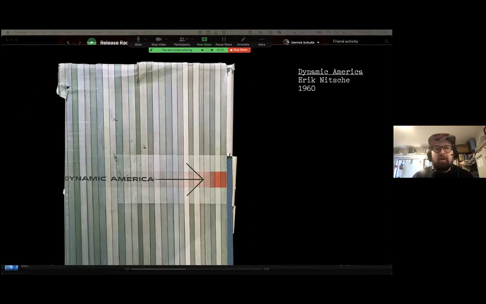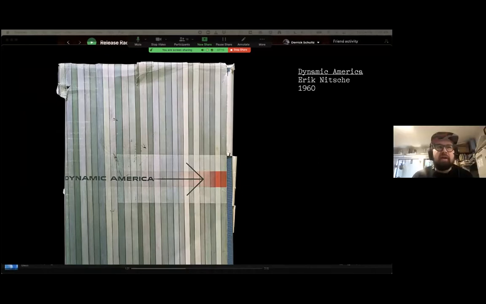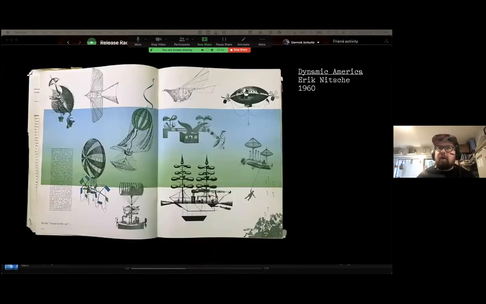Dynamic America was a book that he produced with the sole conception of connecting this brand new science-based military company to all of the history of science before it, or history of technology and invention. And it's highly regarded by a lot of folks as maybe one of the best examples of book design in the 20th century. I know a couple of famous book designers who have said it's a copy they return to all the time.